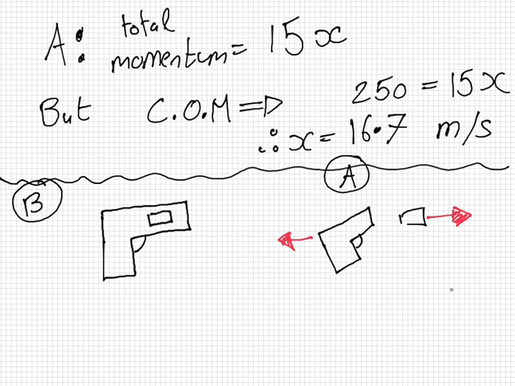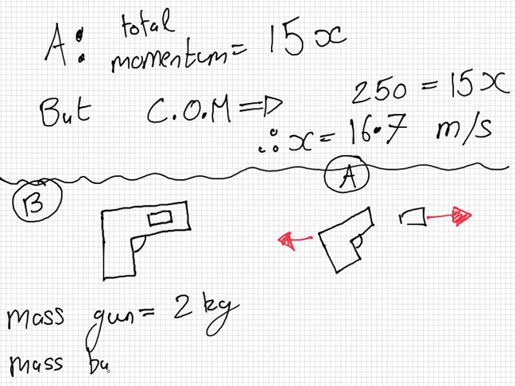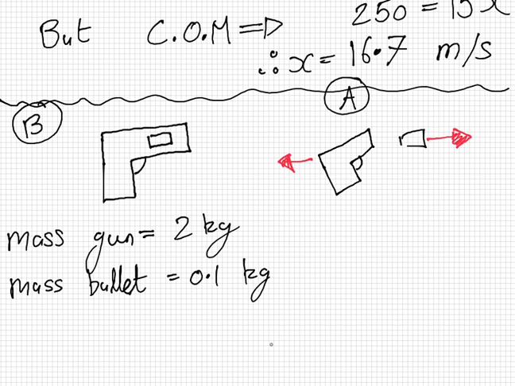Okay, so let me fill in some information for you. So we'll write mass of the gun equals, let's say, 1 kilogram or 2 kilograms? And then the mass of the bullet, 0.1, about 100 grams, isn't it? 0.1 kilograms. Now at the beginning, what's the velocity of the gun? 0. And the velocity of the bullet? 0.